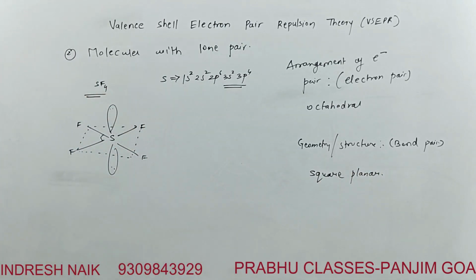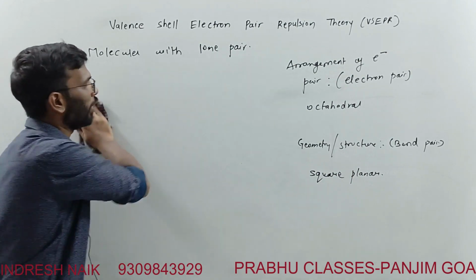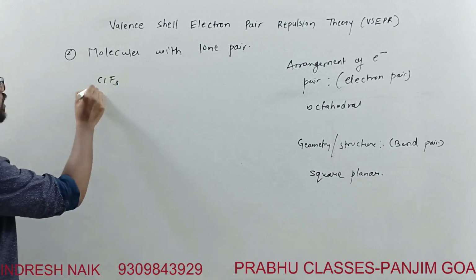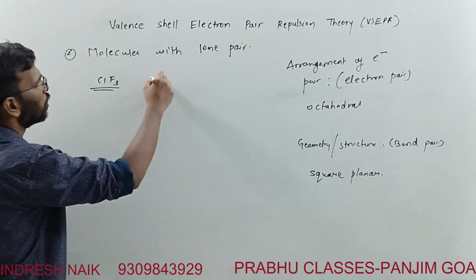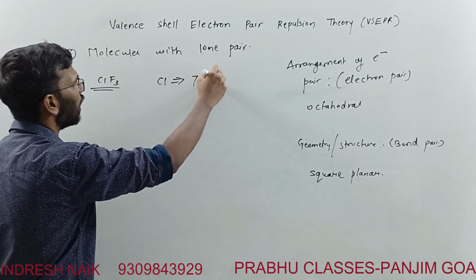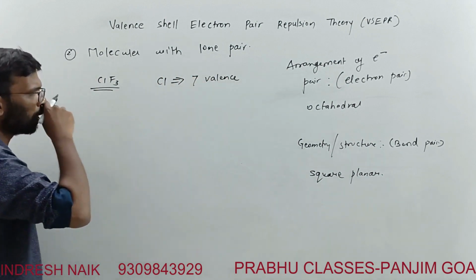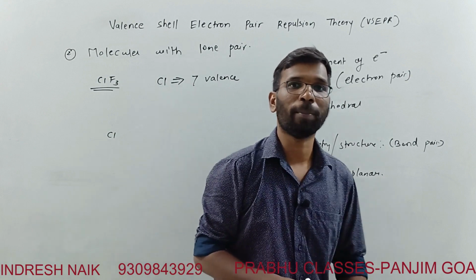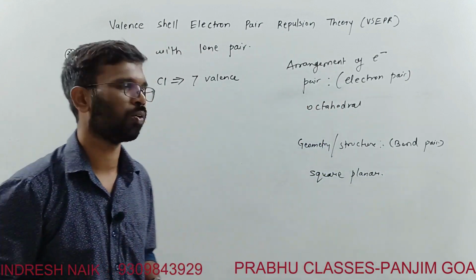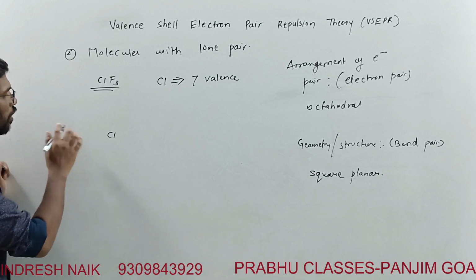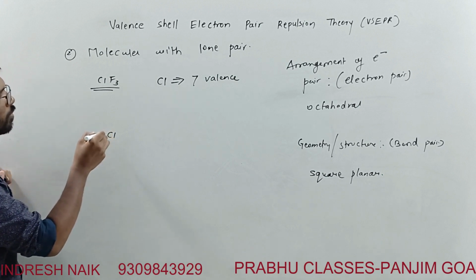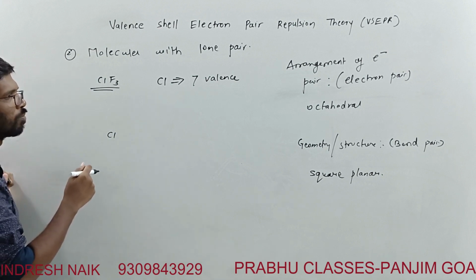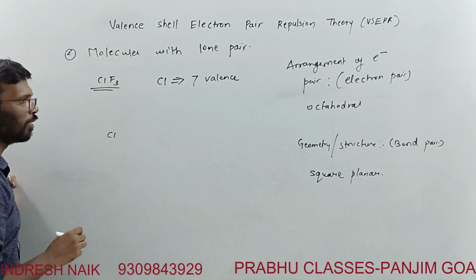We'll take one more example, ClF3. Chlorine has how many valence electrons? 7 valence electrons; the atomic number is 17, just check, it is 7 valence electrons. Out of these, 3 will make bonds. So how many lone pairs are there now? There will be 2 lone pairs, because of 7 valence electrons and it is this way.